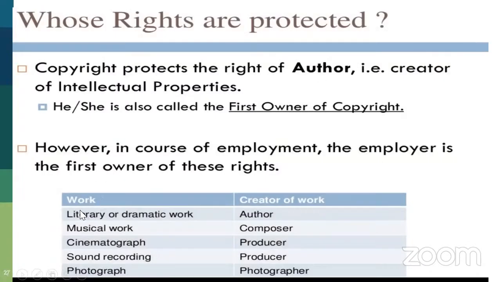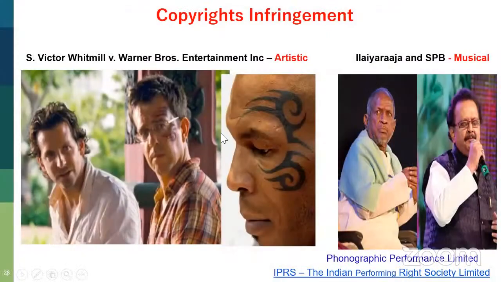So how will you be called and in what way do you have to register? If it is a literary or dramatic work, then it should come under the author category. If it is a music work, then the composer category. Cinematographic or sound recording should be the producer category. And photographic, the photographer category.